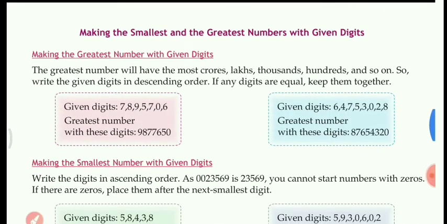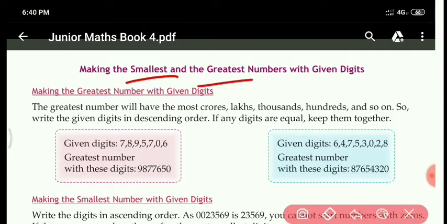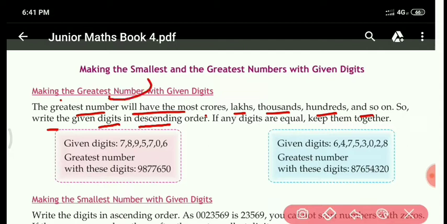And one more thing, here what is given? Making the smallest and the greatest number with the given digits. How to form the smallest and greatest number by using digits? If any digits are given, how to make the smallest number and how to make the greatest number? Here is given, making the greatest number. The greatest number will have the most crore, lakh, thousand, hundred, and so on. So write the given digits in descending order. Okay, it means when we are making the greatest number, always write the digits in descending order.